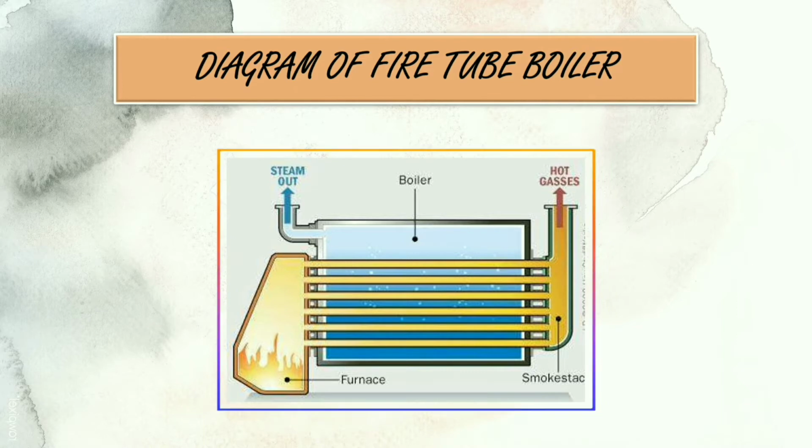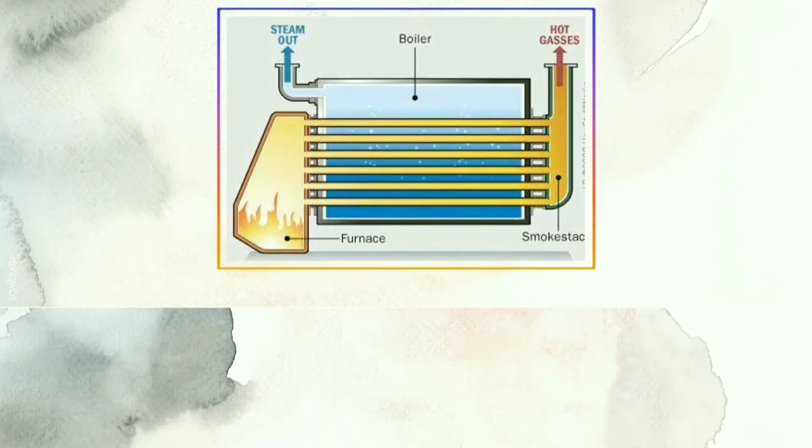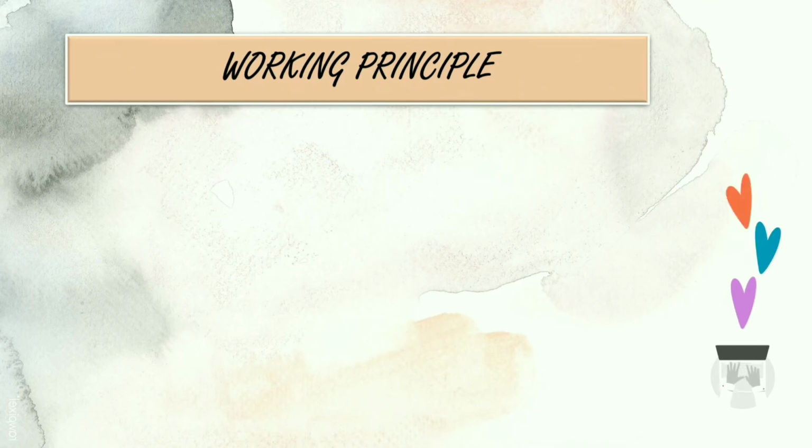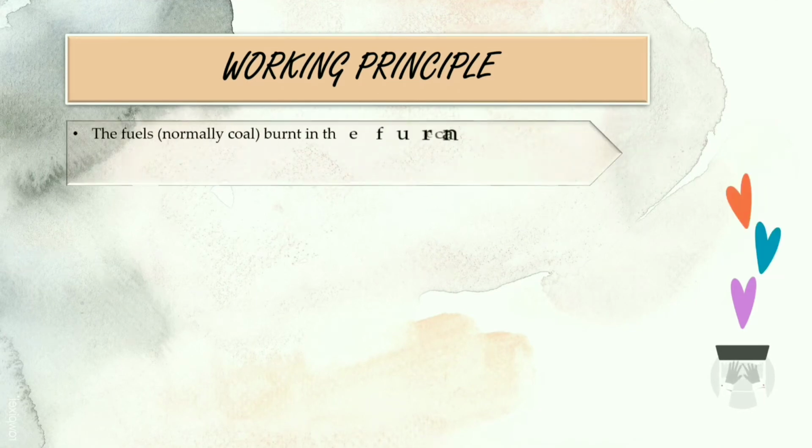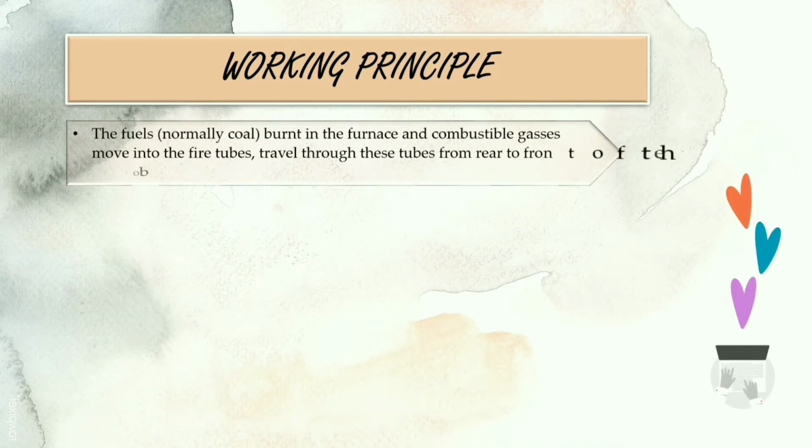A fire tube boiler has three main components, which are a double wall furnace, a horizontal cylindrical boiler barrel containing a large number of small fire tubes, and a smoke stack with chimney for exhaust gases. Working principle of fire tube boiler.